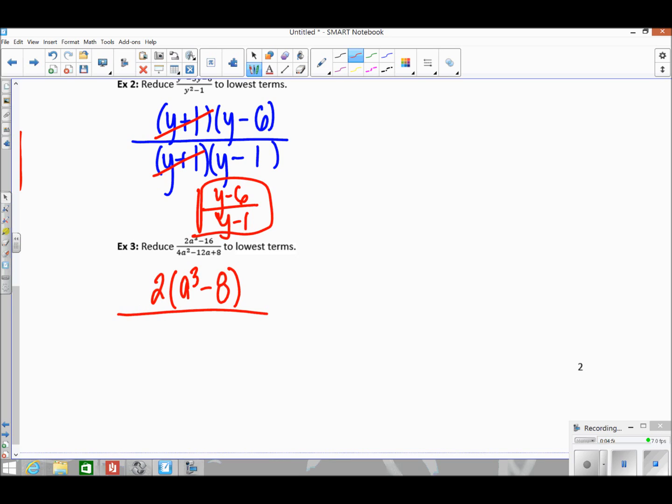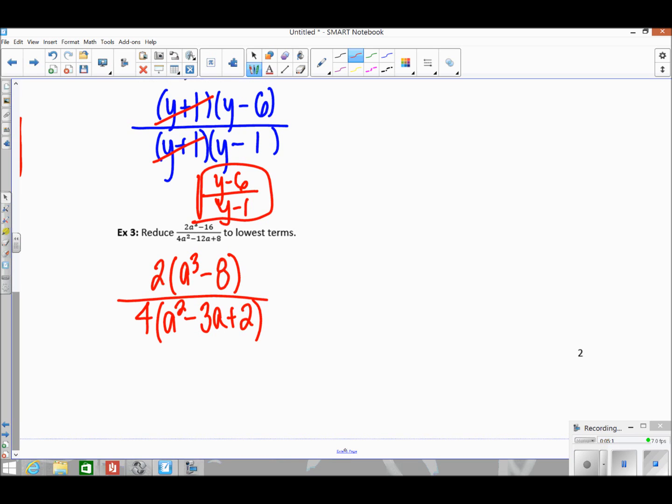And then on the bottom, it looks like I can take out a 4. I usually check those coefficients in front of the highest variable, or the highest degree. So when I do that, I could take out a 4, and I'd be left with a squared minus 3a plus 2. And then you want to see, can you factor this further?